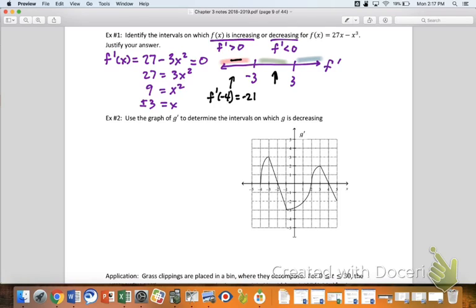What might be the most wise test value for the middle interval? 0. There we go. F prime of 0 equals what? 27, which is positive. So on that middle interval, f prime is positive. And on the blue interval, you might assume that f prime changes signs. Don't want to assume. It actually does. Maybe we try a 4. F prime of 4 equals what? -21 again. I think you're right. There is some symmetry there. Won't always be that way.